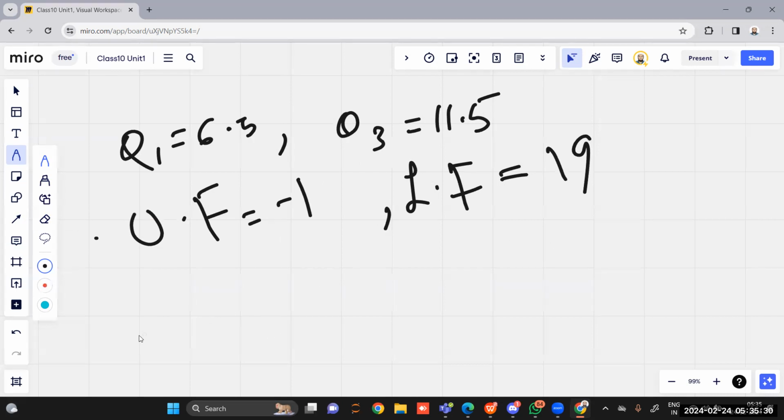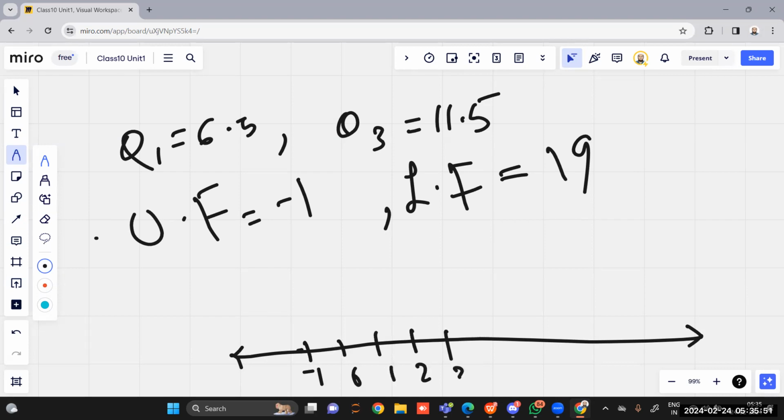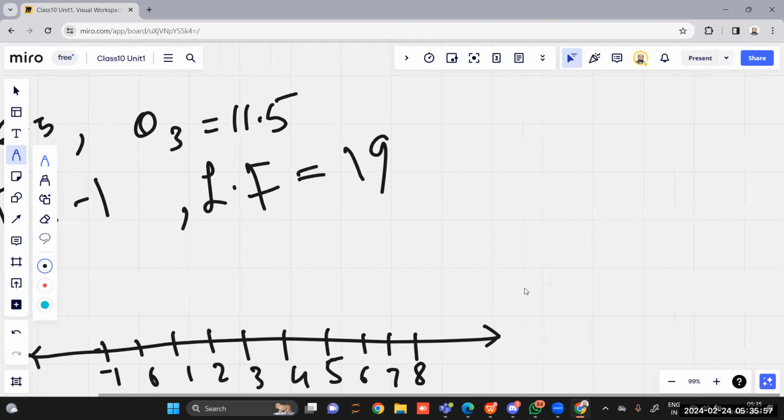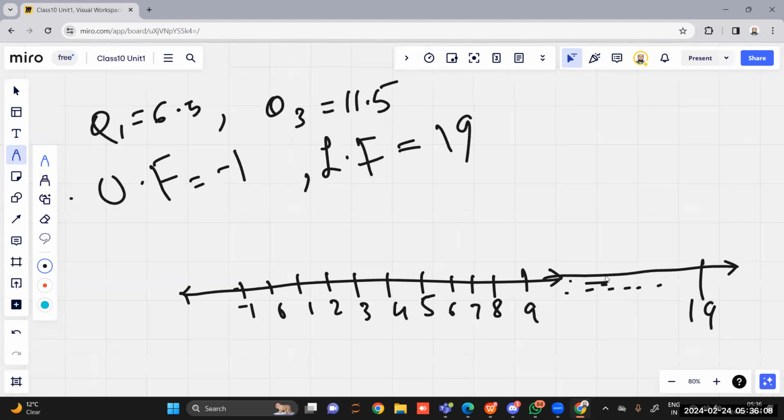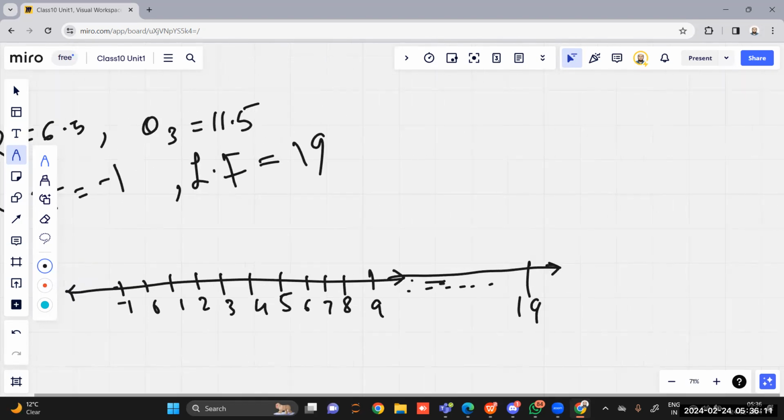So now, how will we plot the box plot? Here comes the x-axis. Suppose this is -1, 0, 1, 2, 3, 4, 5, 6, 7, 8, 9. Points should be visible. And suppose I take dots up to 19 here. So how will it look? We have to extend this line.